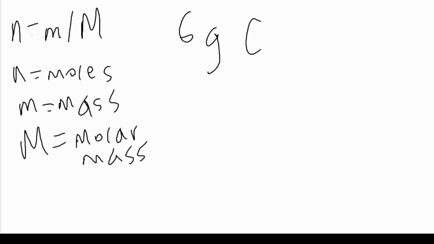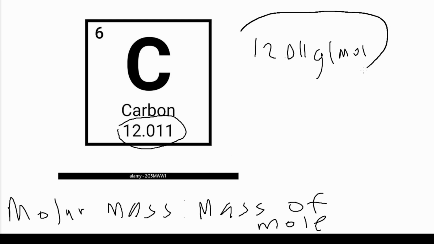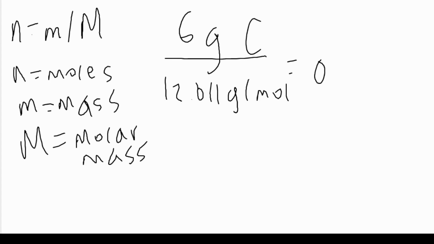Well, we have this equation, right? It gives us moles. We just need little m and big M. Well, little m is just going to be our 6 grams of carbon. Big M is our molar mass. We look up here. That's just 12.011. So we can just divide the two. 6 grams of carbon divided by 12.01 grams per mole of carbon. And plug that into a calculator if you want, but that will give you 0.5 moles of carbon. So we figured out our moles of carbon.